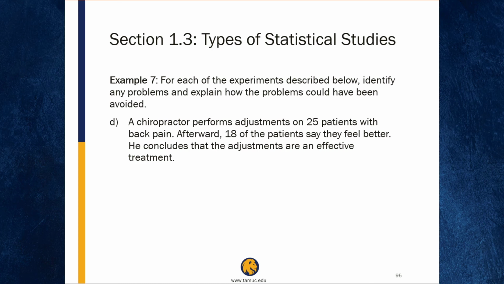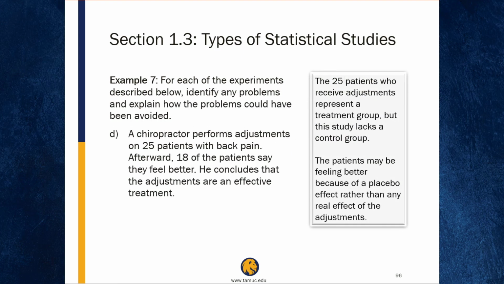In this statistical study, notice that there are no treatment and control groups here. The 25 patients who received adjustments represent a treatment group, but there's no control group. So we don't have the 2 groups.